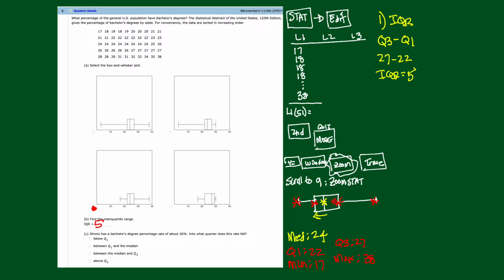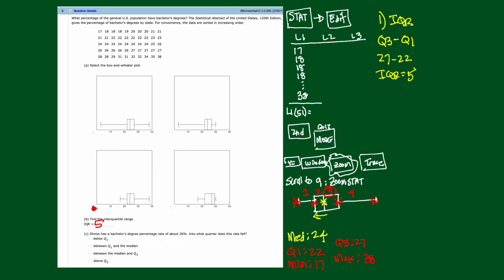So we come over here. This third quartile is 27, right? We're right here at 26. So where are we? There's the first. There's the second. There's the third. And there's the fourth. I think we're right here in the third quartile.